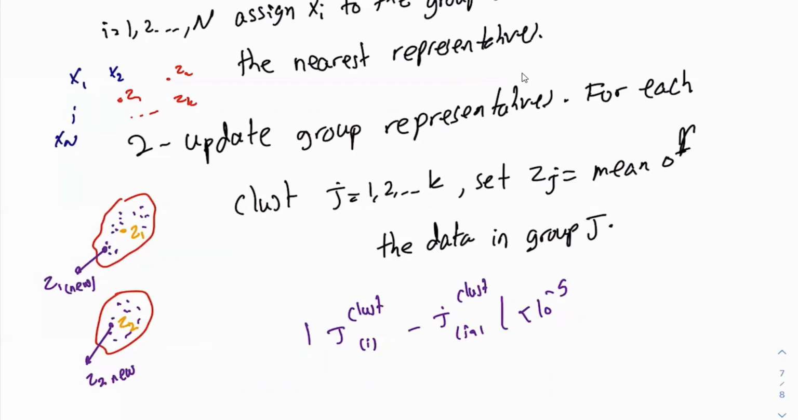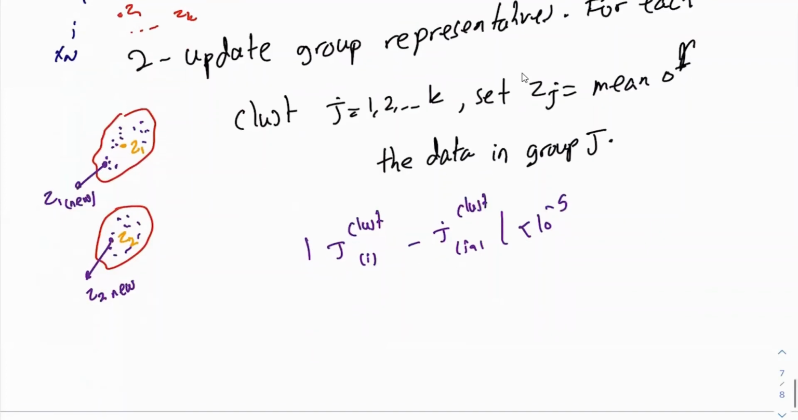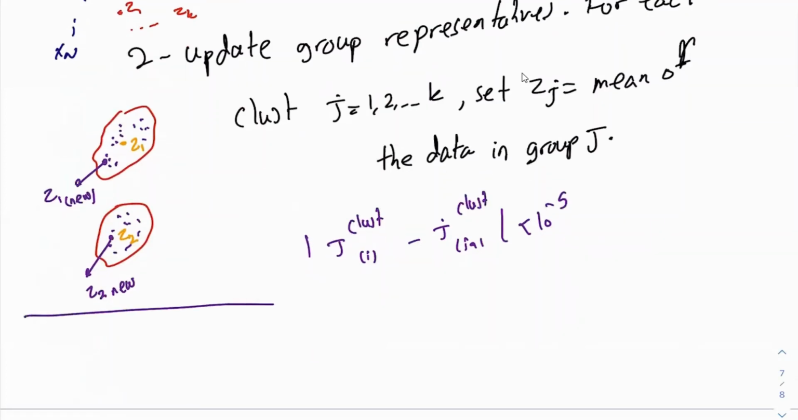Then, with the new cluster assignment, we calculate the average of the data points in the new clusters to find new group representatives. We keep doing this until some sort of convergence happens. Great. So this is the idea behind k-means and most clustering algorithms.